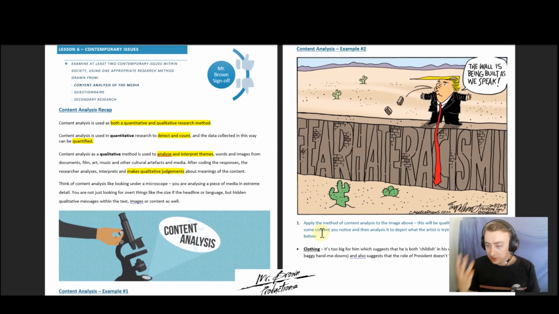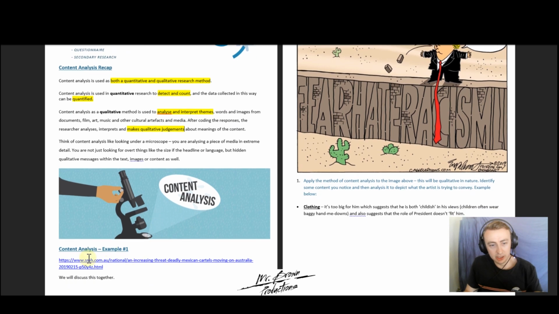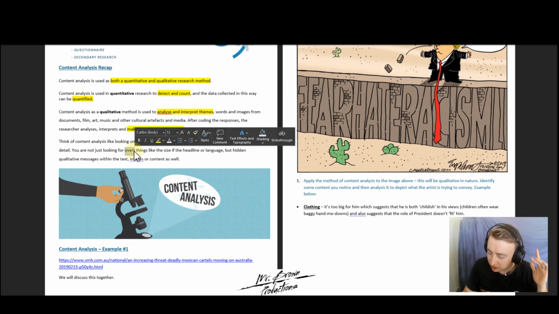We're going to be looking at 3 different bits of media, and we're going to be looking at it under a microscope. That's the image that I've got here. I want you to think of content analysis like you're looking under the microscope. You're analyzing it in extreme detail, and you're looking not just for the overt things. Remember overt, what does overt mean? Think, maybe pause, ask a friend.